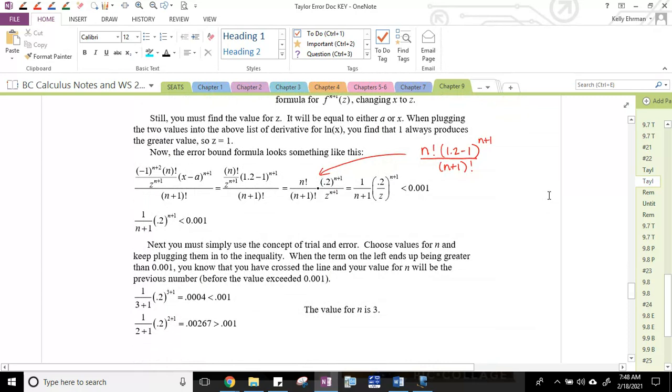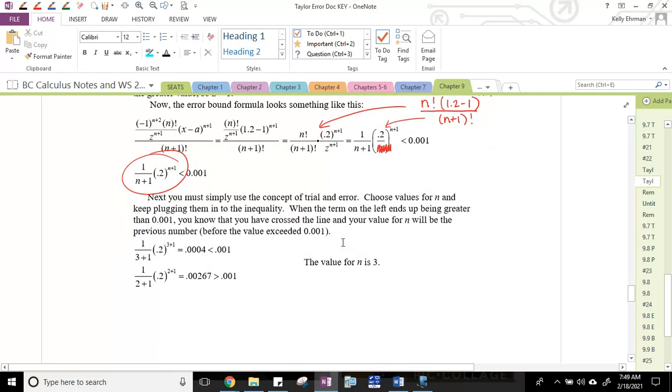And then we did this yesterday. How does that simplify? Well, that's what they're showing in this step. Simplify things. n factorial over n plus 1 factorial is just 1 over n plus 1. This z is not here. This is a 1. We figured that out. 1.2 minus 1 is 0.2 to the n plus 1. So fully simplified, it becomes 0.2 to the n plus 1 over n plus 1. Figure out when that's less than 0.001. Now they say use trial and error. If you have a calculator, you don't need trial and error. You type this into your graphing calculator and then look on the table. At n equals 3, we get a value that is less than 0.001.